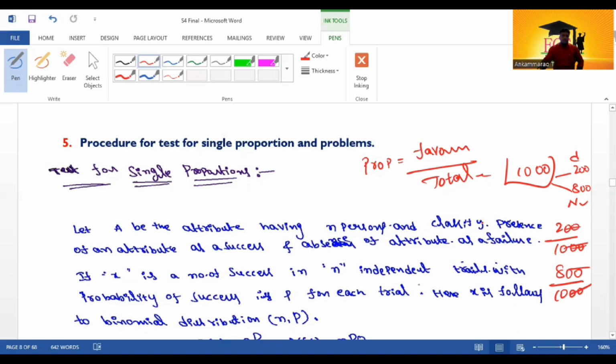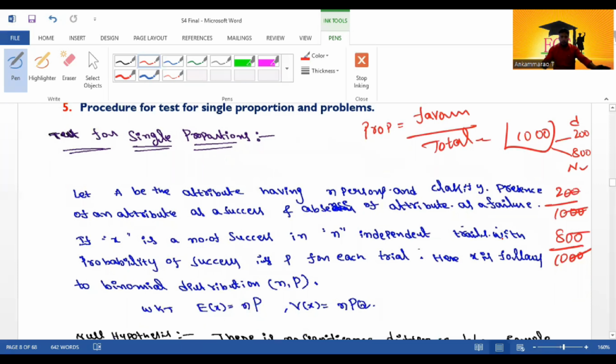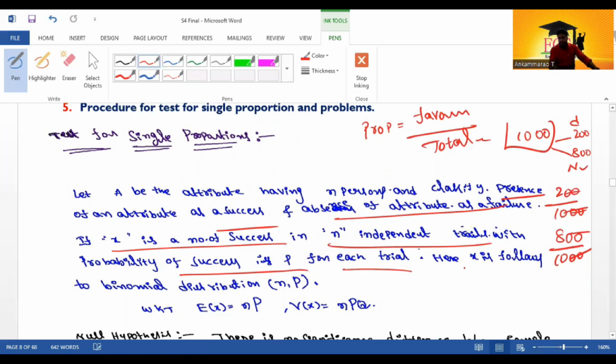So let A be the attribute having n persons, classified as presence and absence. The presence is nothing but a success, and the absence is nothing but a failure. Here x is the number of successes in n independent trials with the probability of success p for each trial. The x follows the binomial distribution.